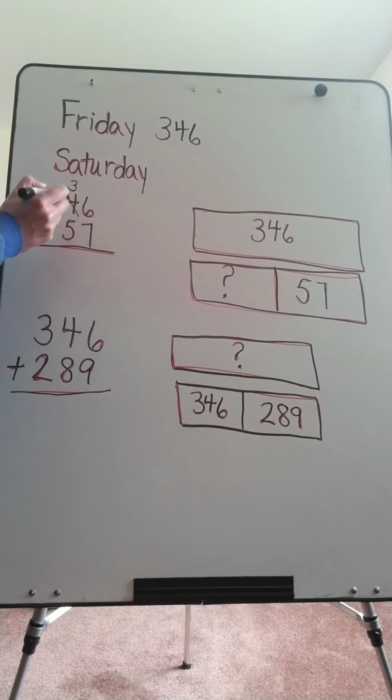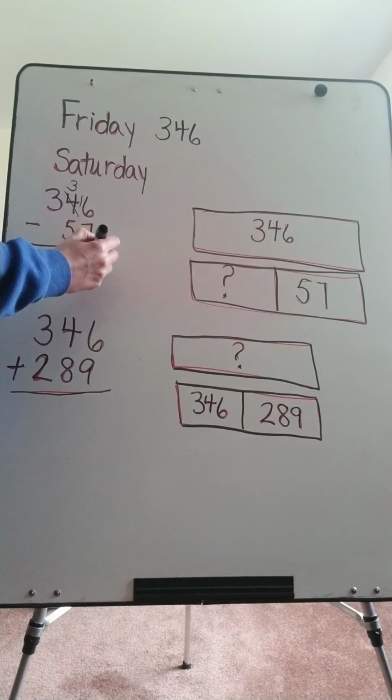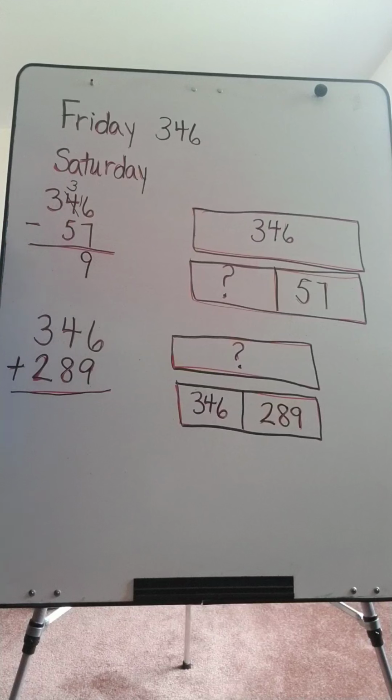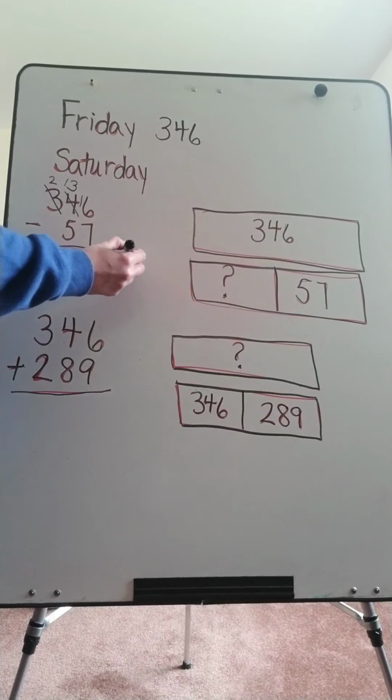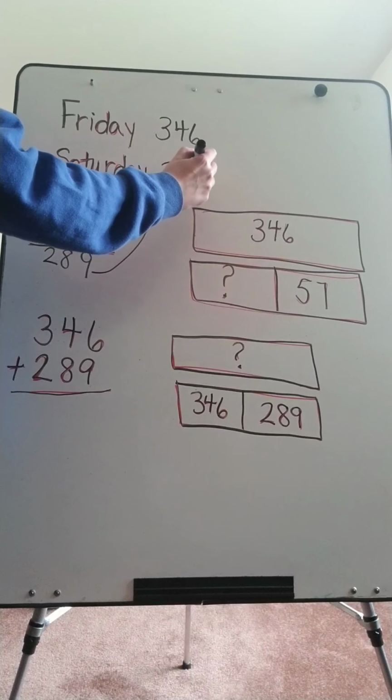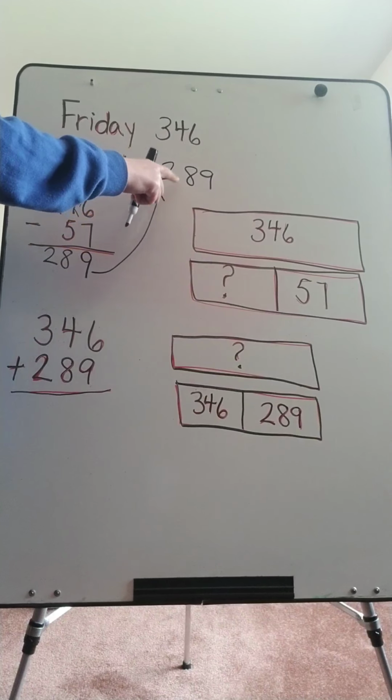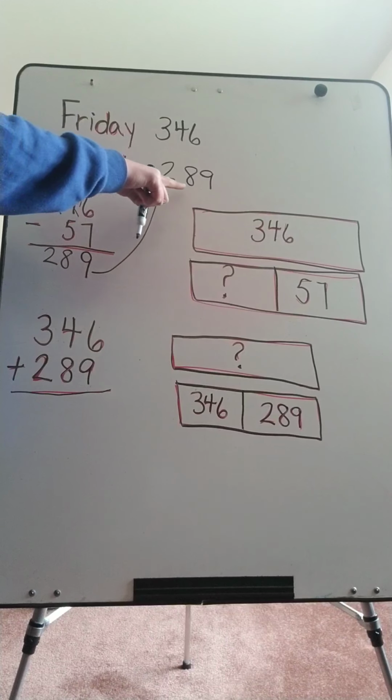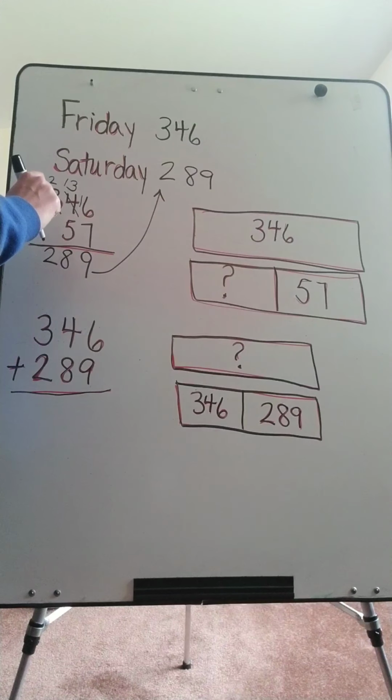Cross out the 4, make it a 3. The 6 becomes a 16. 16 minus 7 is 9. 3 minus 5, again, we can't do that. So we cross out the 3 in the hundreds place, make it a 2. This 3 becomes a 13. 13 minus 5 is 8. 2 minus nothing is 2. So then we know that 289 is how many people went to the play on Saturday, because 289 is 57 less than 346.